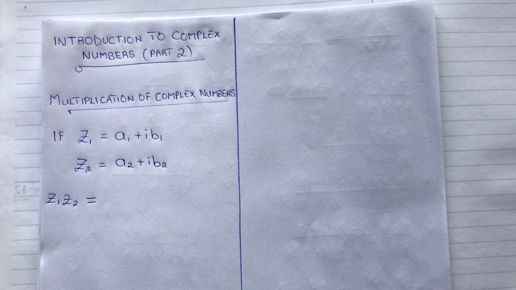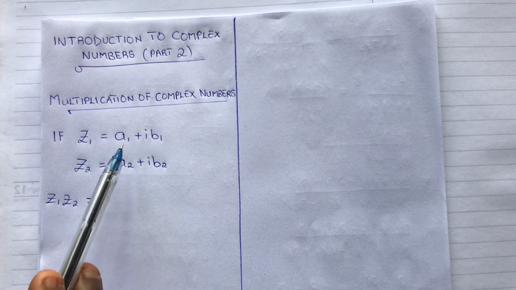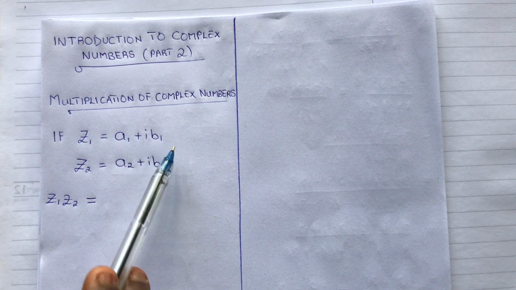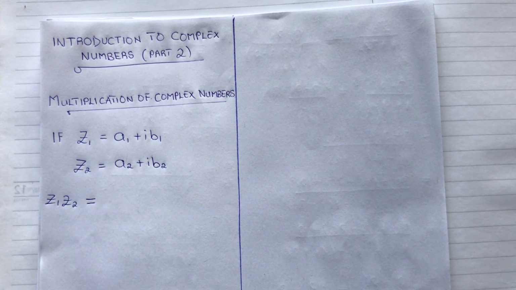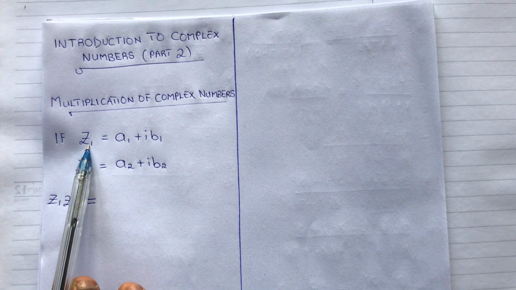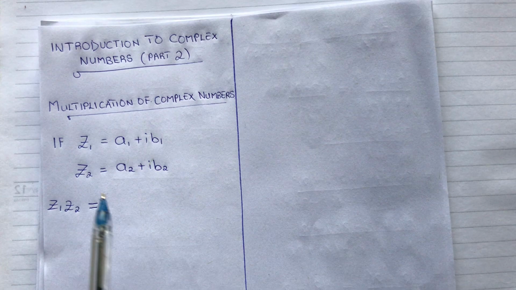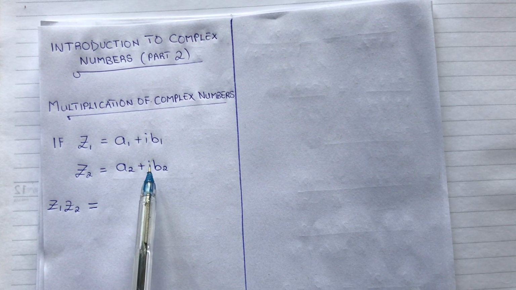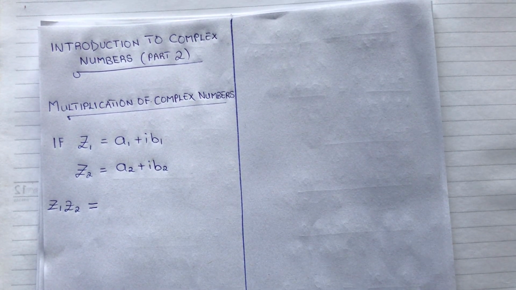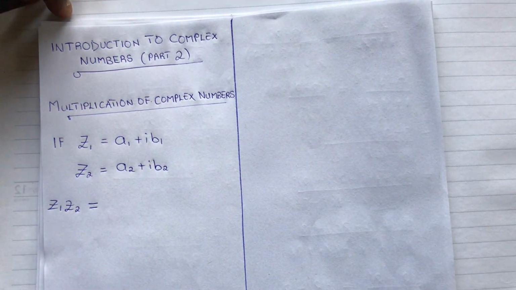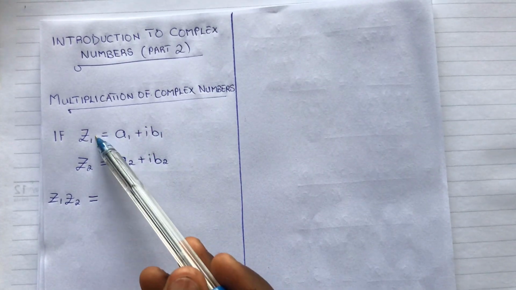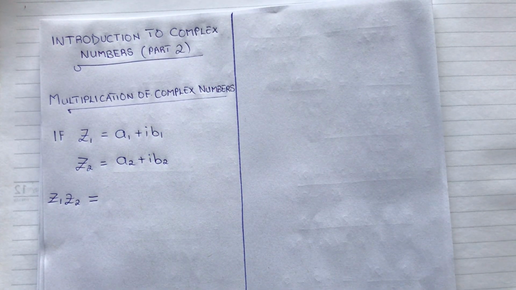The first thing I'll talk about is multiplying complex numbers. Let's assume that we have the complex number Z1 giving us A1 + iB1, where A1 is the real part of the complex number Z1, and B1 is the imaginary part. We also have Z2 giving us A2 + iB2, and we are told to find the product of Z1 and Z2. How do we do that? We just multiply Z1 by Z2 and we will get the result.